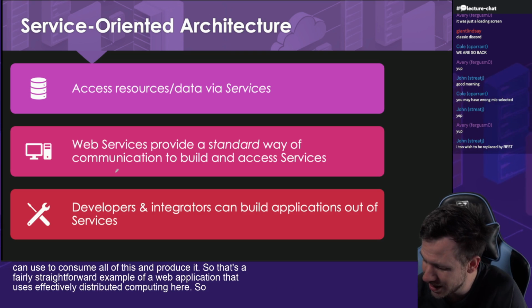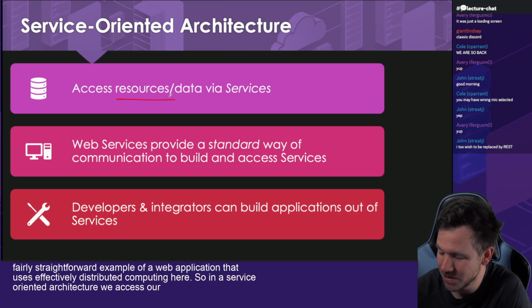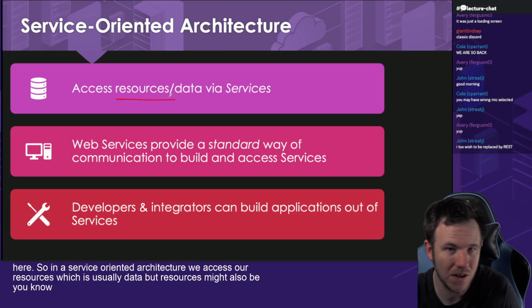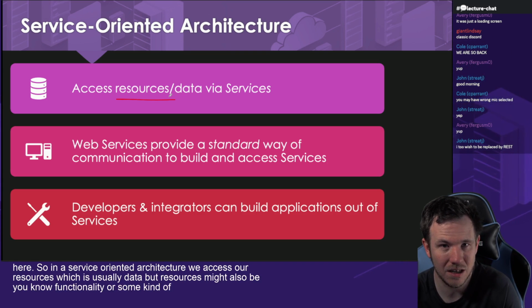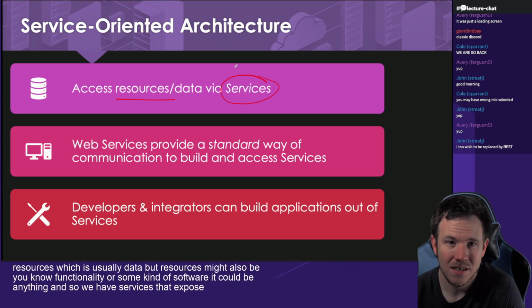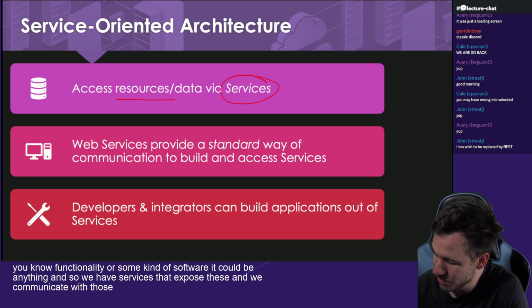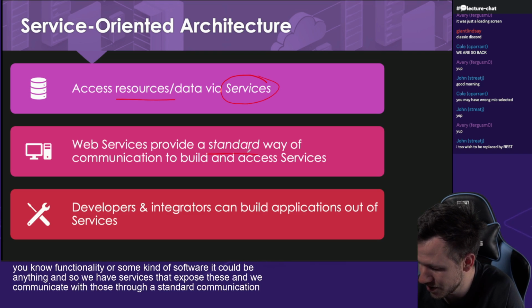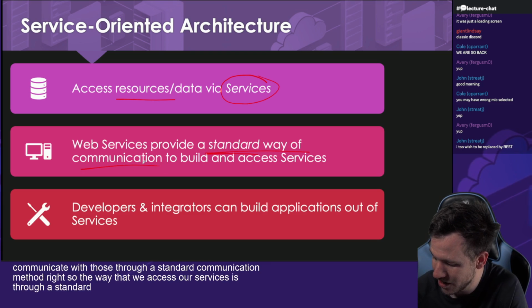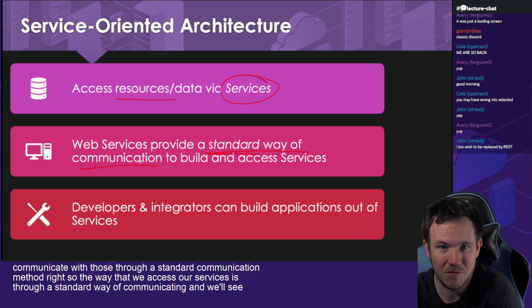So in a service-oriented architecture, we access our resources, which is usually data, but resources might also be functionality or some kind of software. It could be anything. And so we have services that expose these, and we communicate with those through a standard communication method, right? So the way that we access our services is through a standard way of communicating. And we'll see an example of that today.